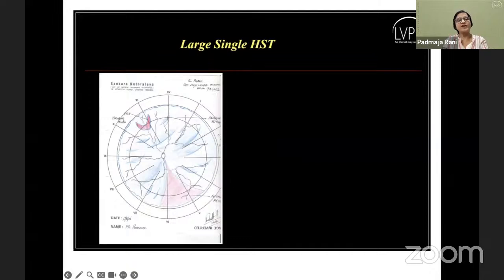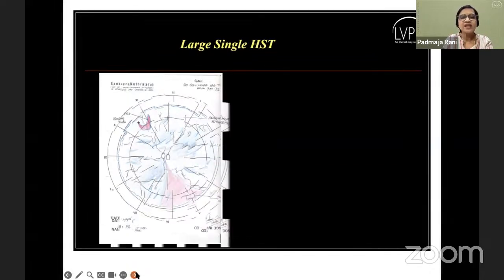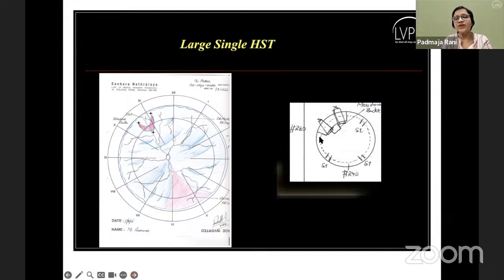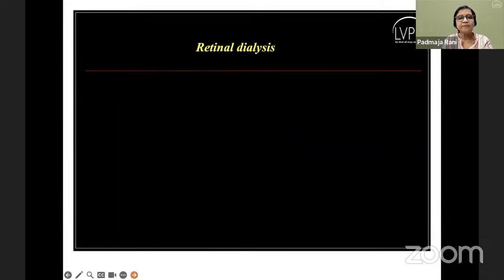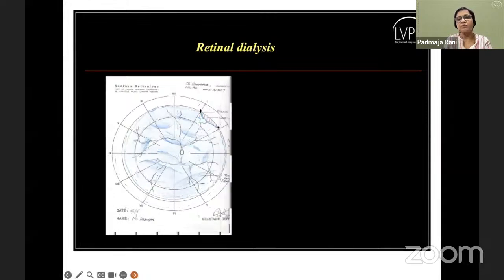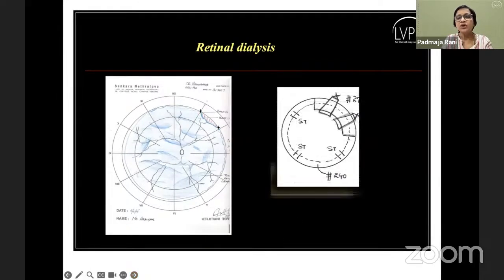For example, if you have a large single HST, how do you localize? It is like a 3-point localization. You localize the posterior-most portion of the break, as well as the two anterior ends. And then the way you place the buckle is, you place the buckle in that area. Similarly, if it is a dialysis, it is the two anterior borders that you will localize. And if there is a significant posterior extent of dialysis, even the posterior-most point should be localized to place the buckle.